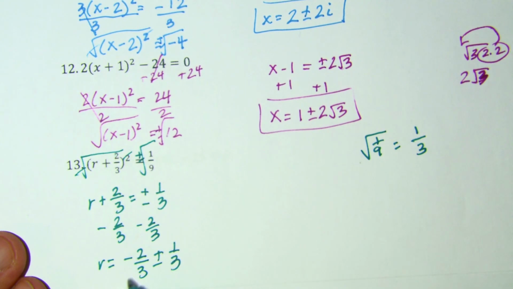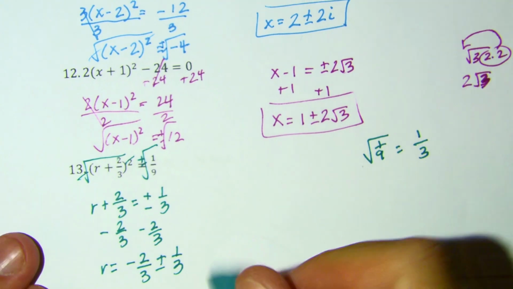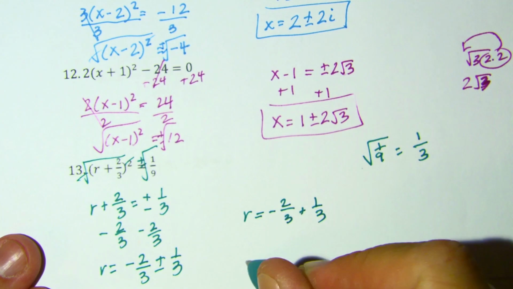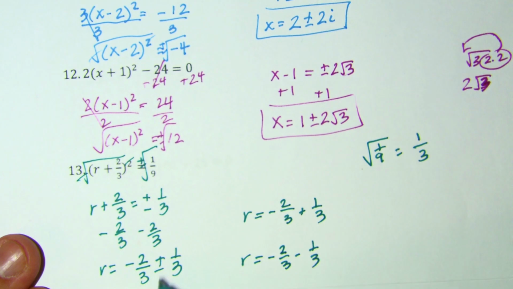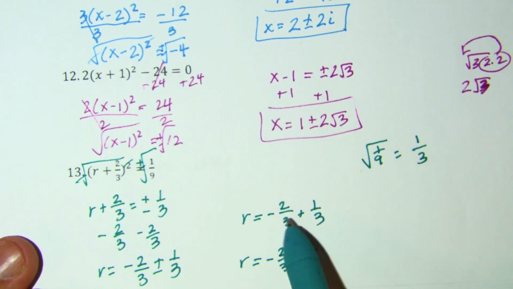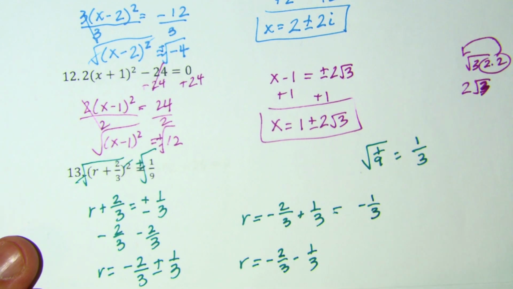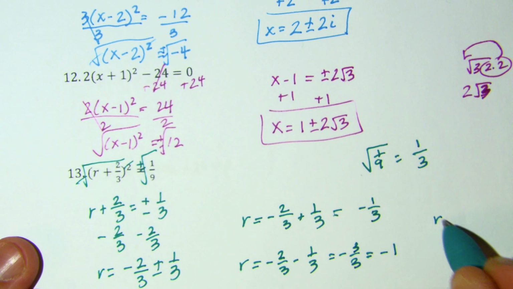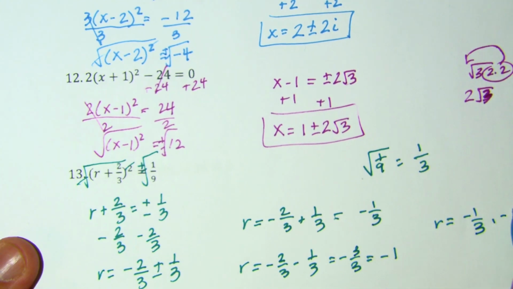Now, this is a real number. This is a real number. There's no square roots or anything, so I can actually combine these. I have r is equal to negative 2/3 plus 1/3, and I have r is equal to negative 2/3 minus 1/3. That's the plus or minus here. So negative 2/3 plus 1/3 gives me negative 1/3. Negative 2/3 minus 1/3 gives me negative 3/3, which is negative 1. So r is equal to negative 1/3, and r is equal to negative 1.